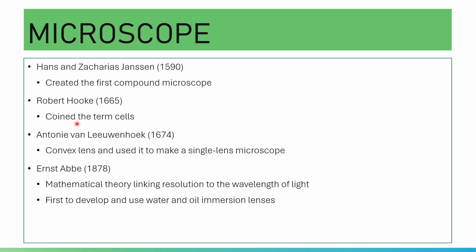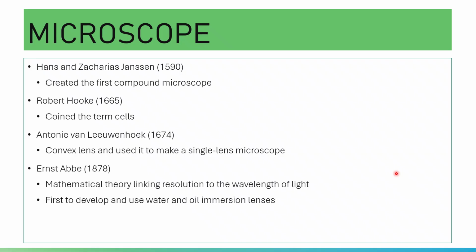And then here came Robert Hooke. In 1665, Robert Hooke published Micrographia, outlining his studies using the microscope, in which he coined the term cells. He utilized the microscope in his studies and came up with the term cells.